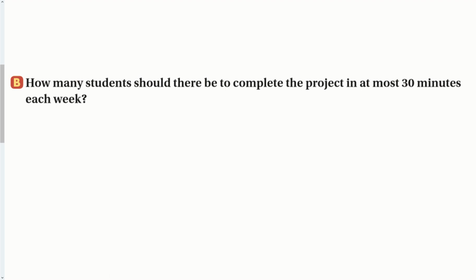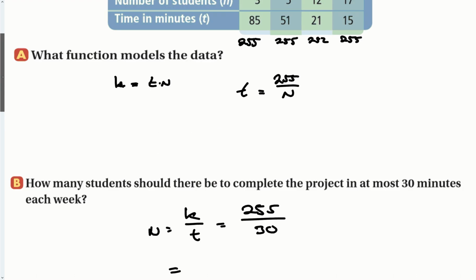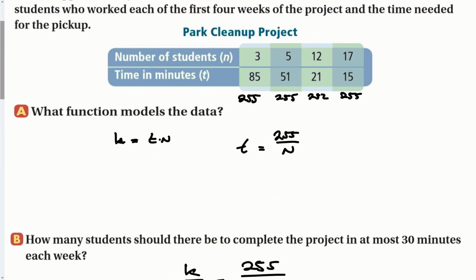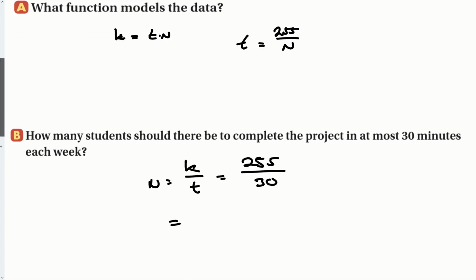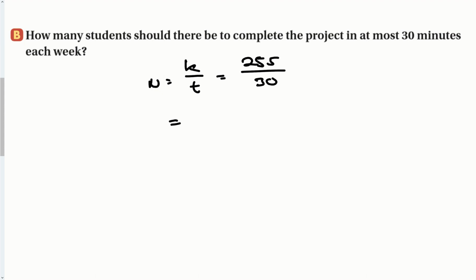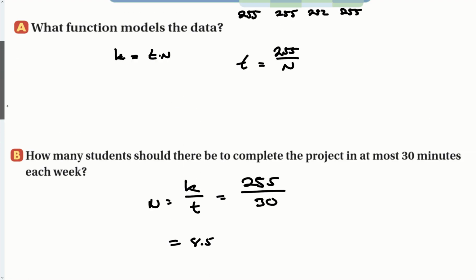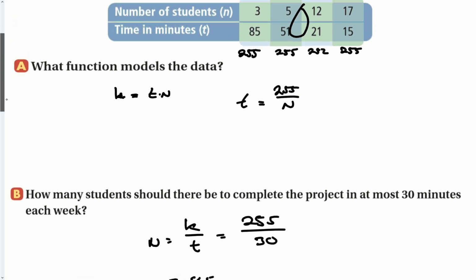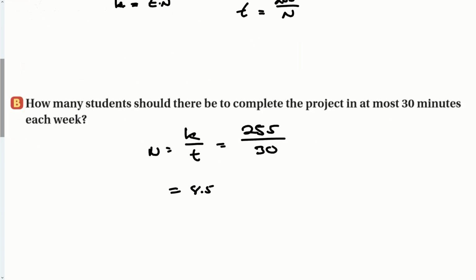How many students should there be to complete the project in at most 30 minutes? Because our function looks like this, k over t, we have 255 over 30 minutes. If I look at my data here, I expect it to take less time, or no, sorry, time in minutes. It's going to be somewhere in here. So 255 divided by 30 is 8.5 students. So we're either going to need 8 or 9 students, depending on if I want to finish just over 30 minutes or just under 30 minutes.